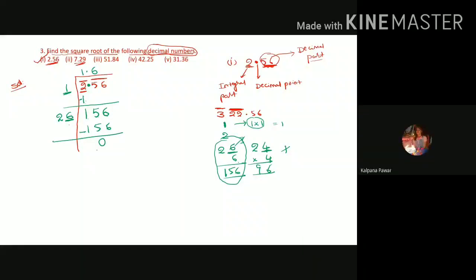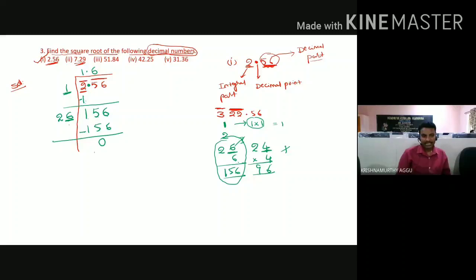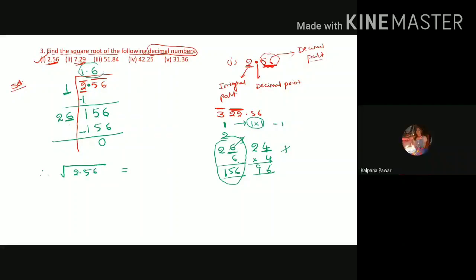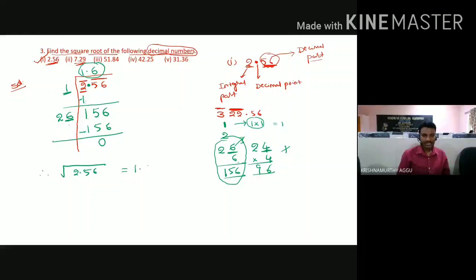So till getting 0 remainder you have to proceed. After getting 0 remainder, directly you can write the square root of 2.56. What is the answer here? 1.6. This is the way how to find the square root of decimal numbers.